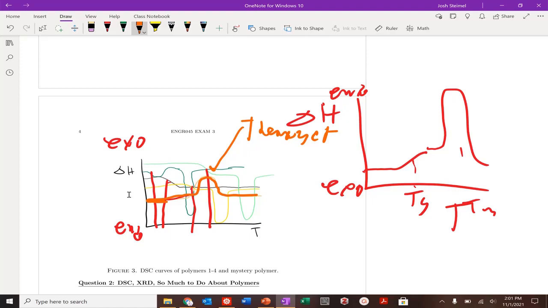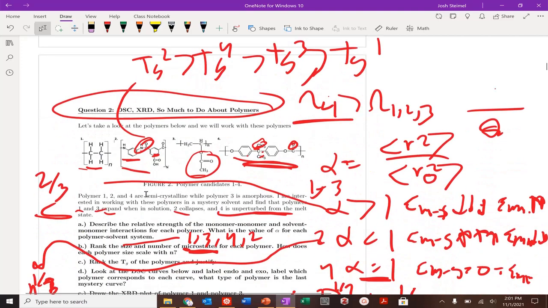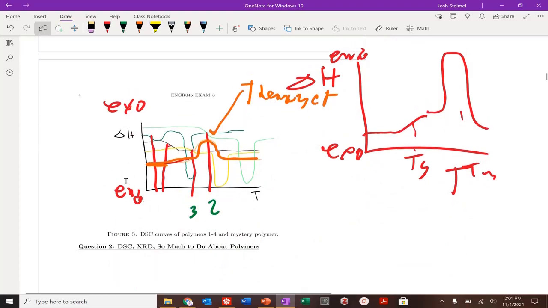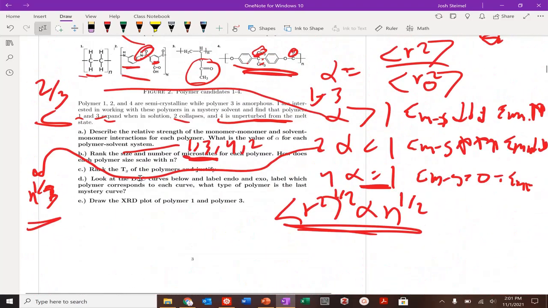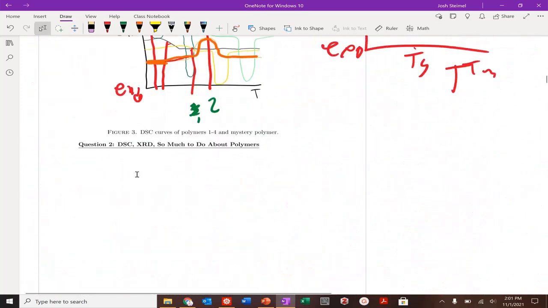So here I clearly see this is my highest Tg. So I could say that for my ranking, I said that this is Tg of 2. So I could say that this is 2, 4, 3, 1. Is this correct?